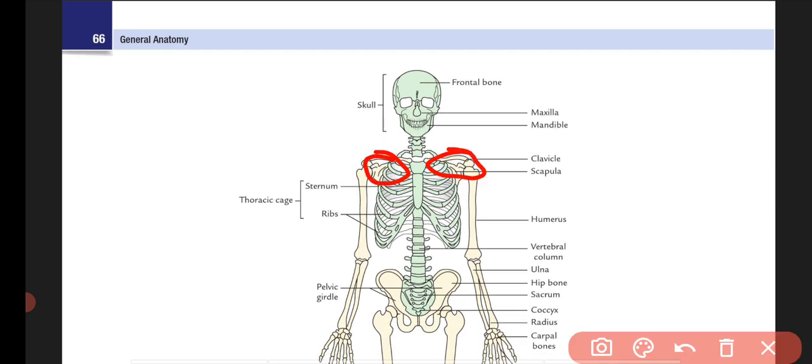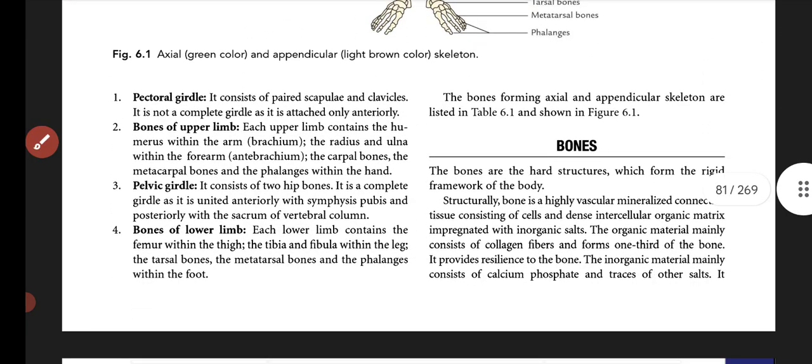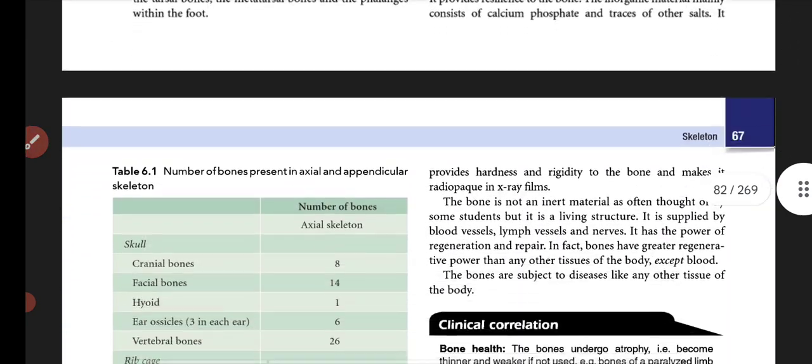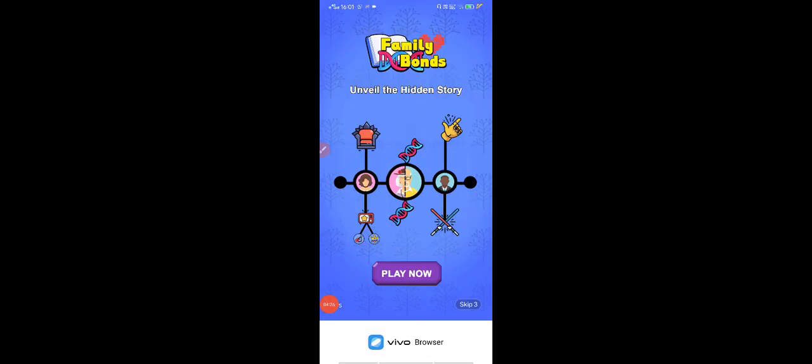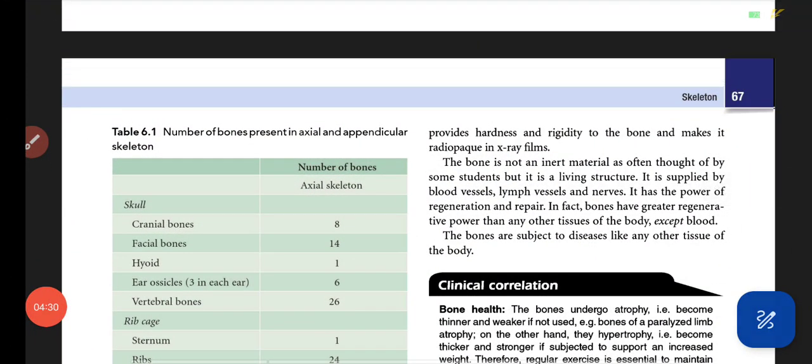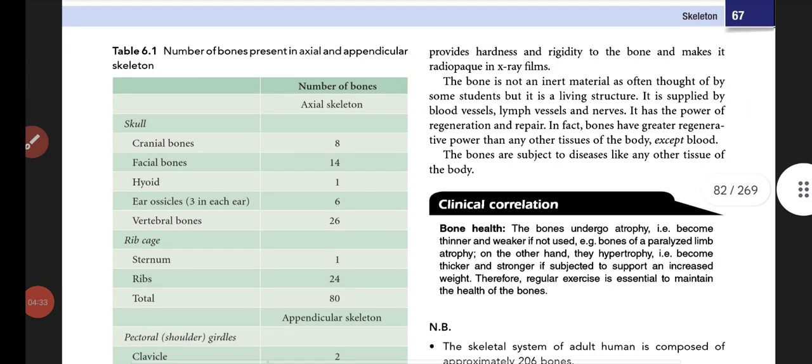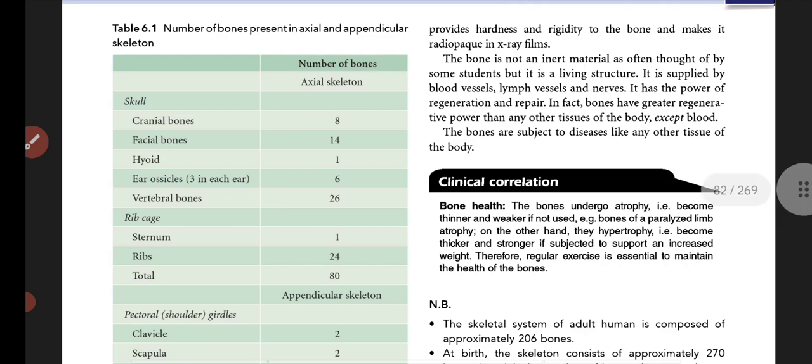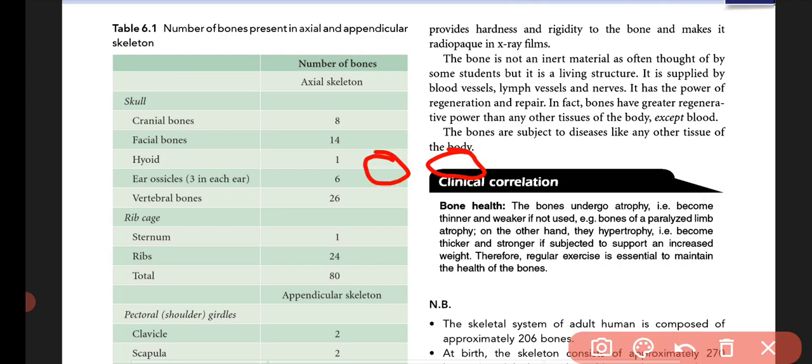Now we will learn the total number of bones, the number of bones present in the axial and appendicular skeleton. First is the skull bones. Under the skull bones there are cranial bones. The total number of cranial bones is 8.